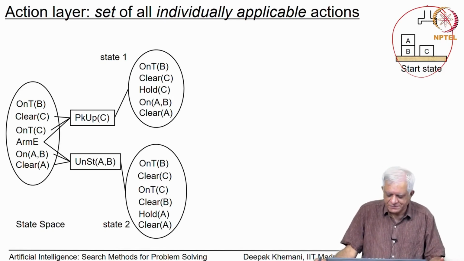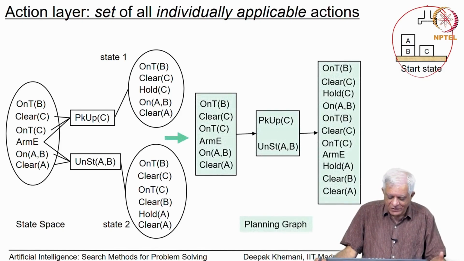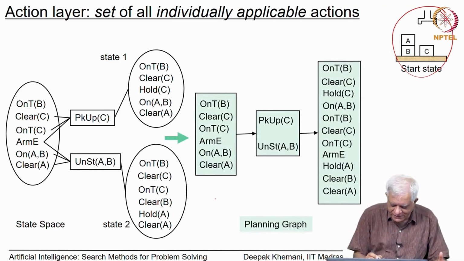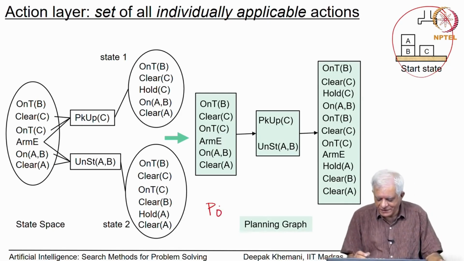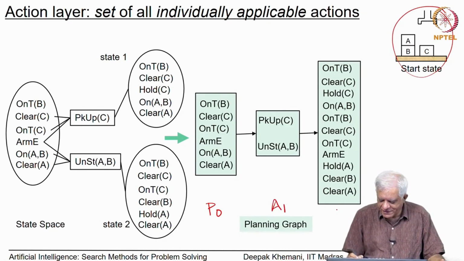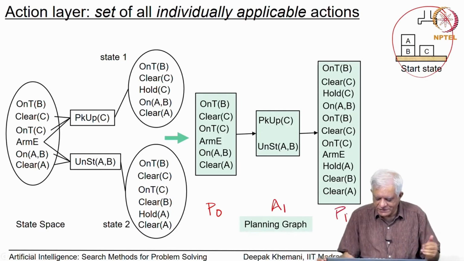Now, in the state space, as we have seen, we have had two applicable actions. You could either pick up block C, or you could unstack block A from block B, and you would go into two different states, state 1 or state 2. What happens in the planning graph representation is that all these three stages are shown: the start state, which is often called P0 or the 0th proposition layer, then the first action layer and the first proposition layer which follows after that.